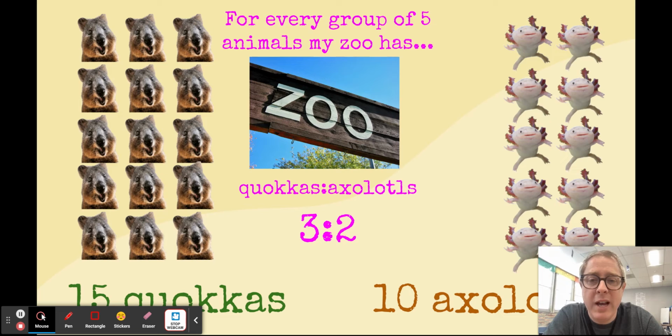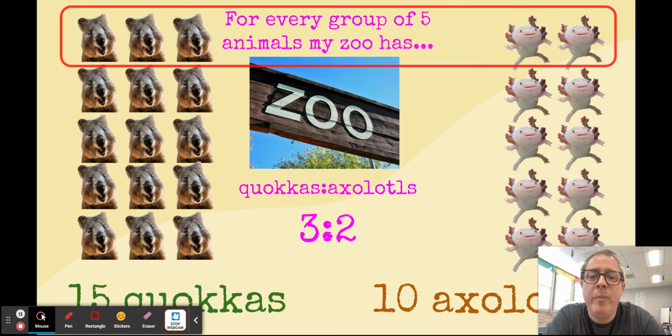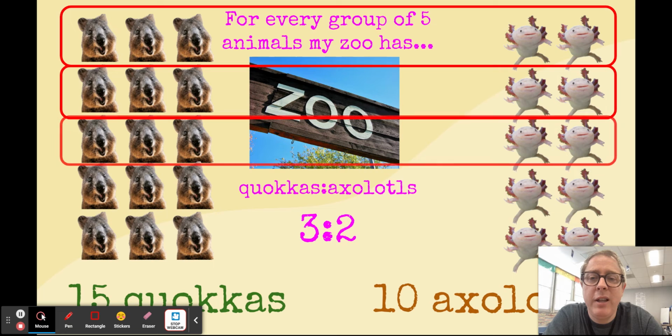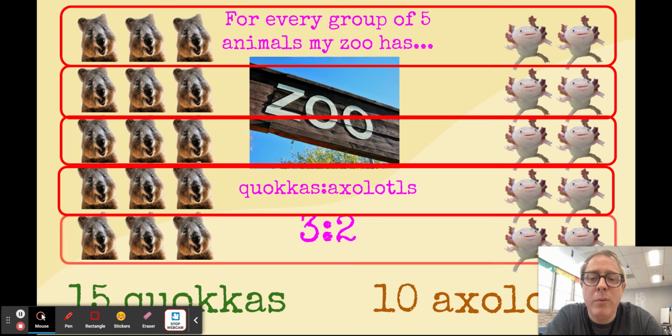Another way to think of that is 3 plus 2 is 5, right? So every group of 5 animals in my zoo has 3 quokkas and 2 axolotls. And we can click through and we can see, we can group them all. 3 to 2 is our ratio all throughout the zoo, and there are none left over.